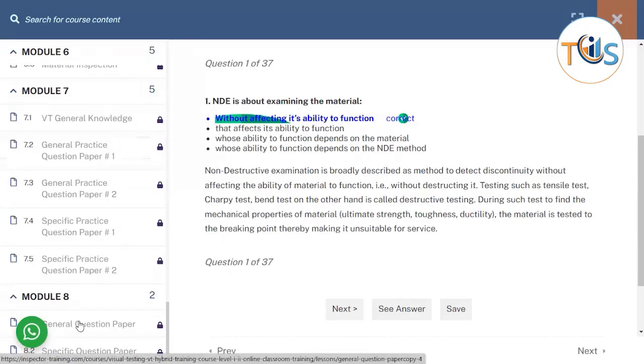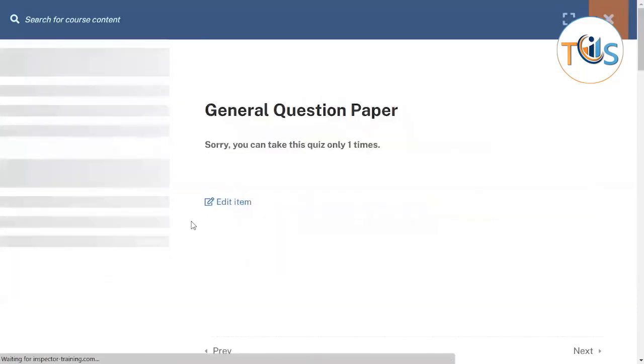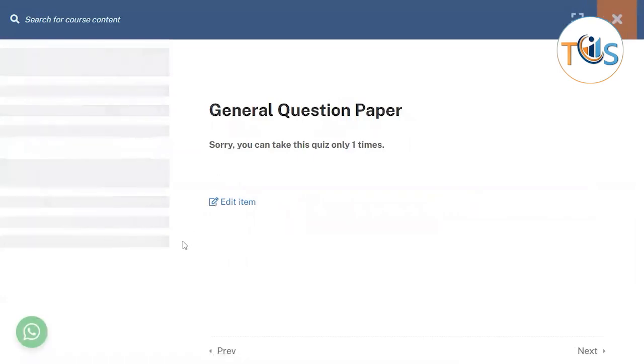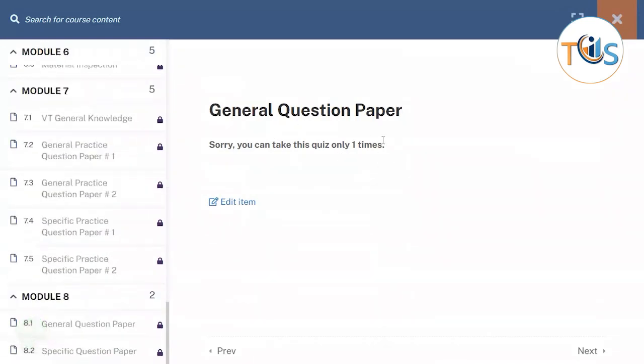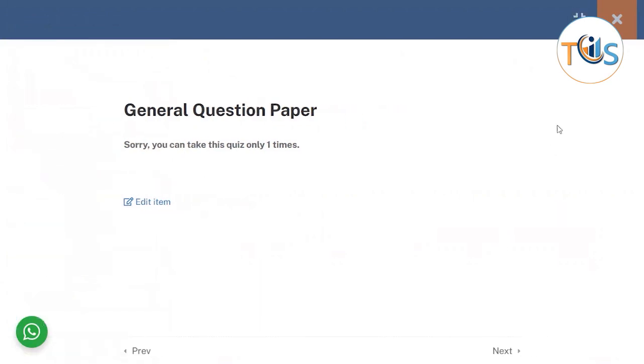And then module 8 is the general question paper and a specific question paper. There are 40 questions for general and 20 for specific. You can only do it once. Once you have finished everything, you're allowed to do it once only, and it's graded on time. Once you pass, you get the certificate of achievement.